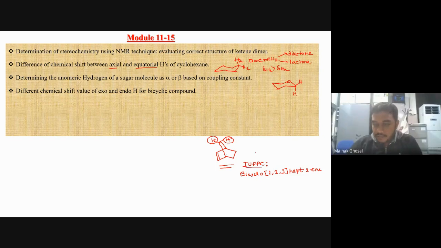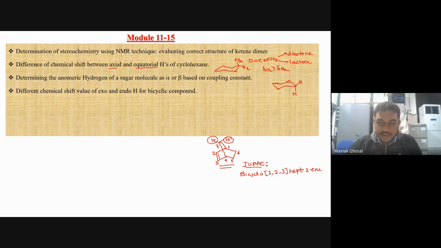So how to know this? If you just count the number of carbons, you start from here, the bridgehead position, and go from this side. This is the double bond side. 4, 5, 6, and this one is 7. This side is 2 carbons. So 2, 2, 1, and since 7 carbons are there, it is hept, and in the 2 position there is a double bond. So this will be heptene. This is how bicyclic compounds are named generally.